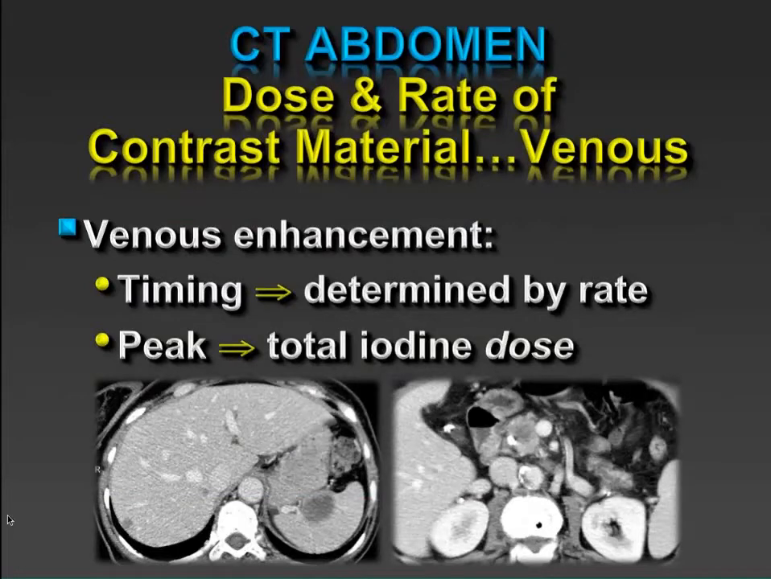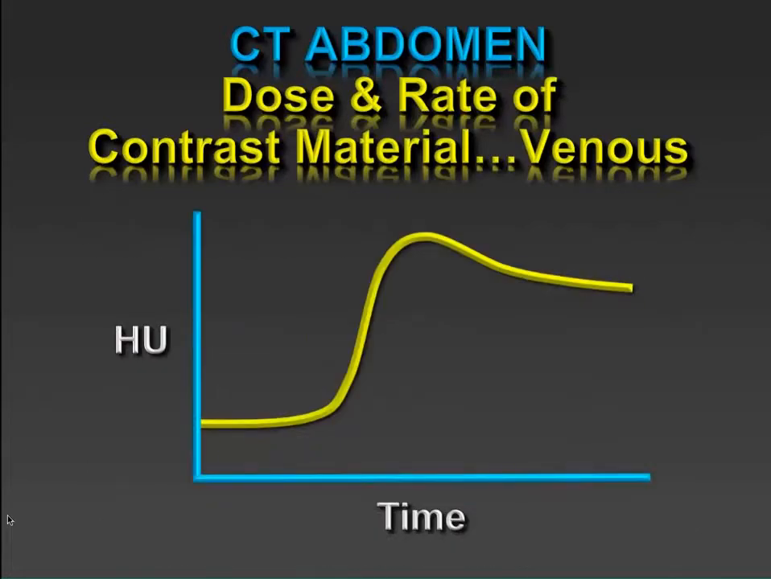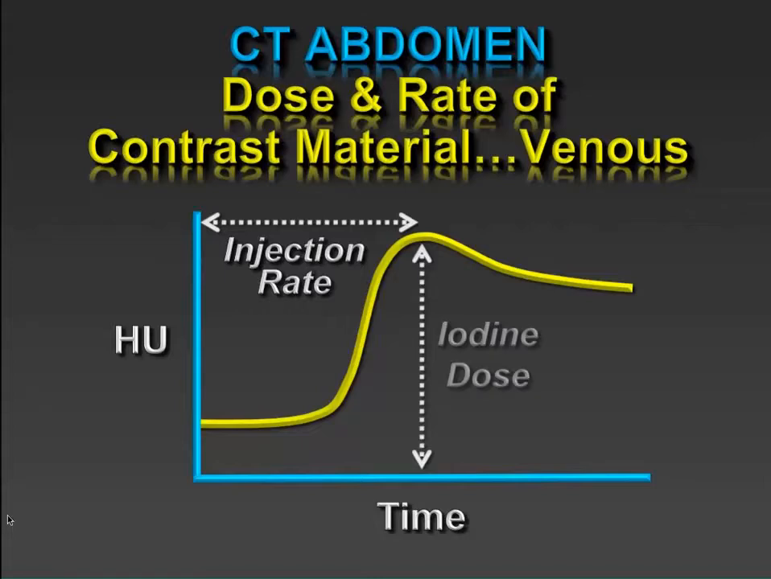Let's step back now and look at the contrast media parameters. Remember, for the abdomen, we are only evaluating the abdomen during the venous phase, and the timing is actually determined by the rate of injection, although the bolus doesn't change that much, and peak iodine is determined by the total iodine dose. And it looks like this. Here we can see that the injection rate determines the timing, whereas the peak injection is determined by the iodine dose.